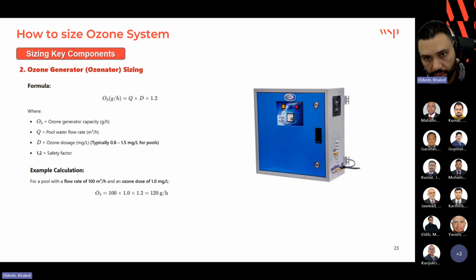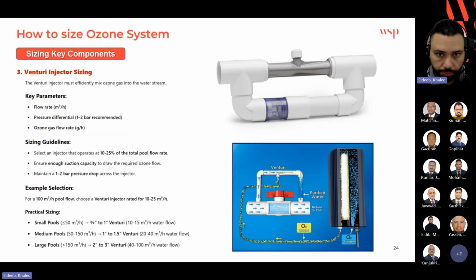As we see in this example calculation, if we have a pool with flow rate around 100 cubic meters per hour, we need a 120 grams per hour generator. Okay, simple, I believe, very straightforward.